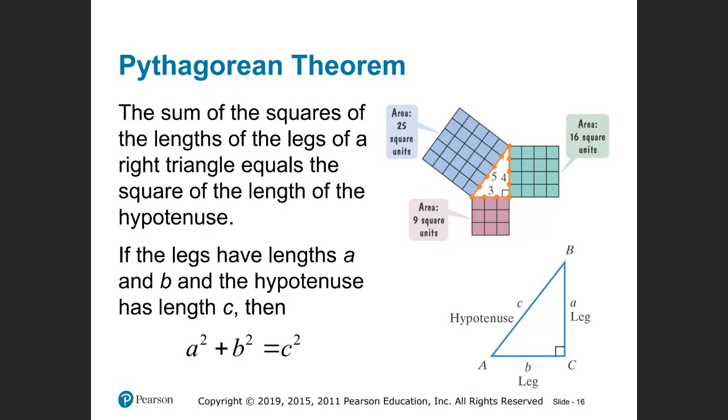And you can see that they have actually drawn squares on here. One side is 3, so the area would be 9. 3 squared is 9. One side is 4. The square is 16. And over here for the 5, the square is 25. And 9 plus 16 is equal to 25.